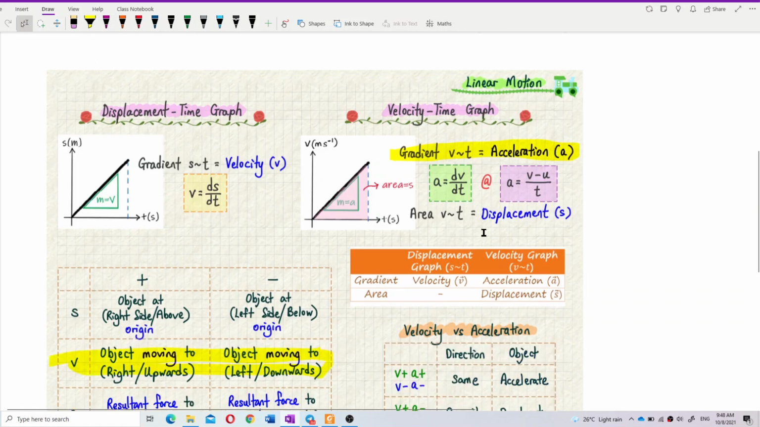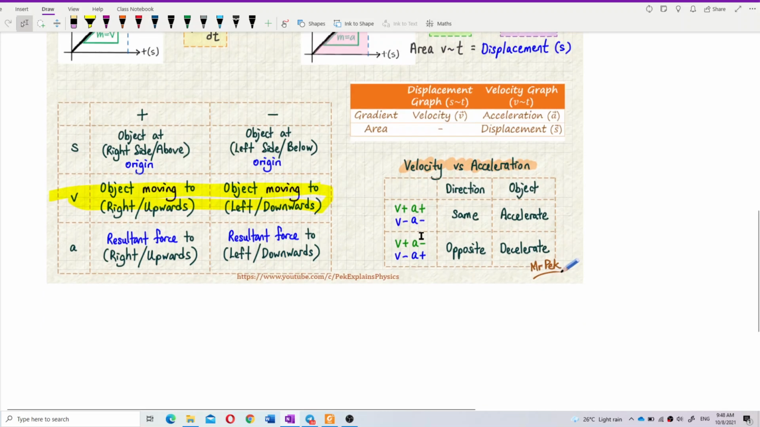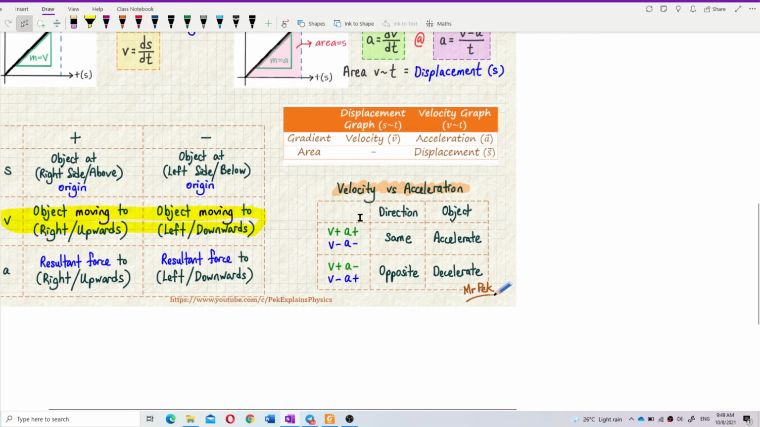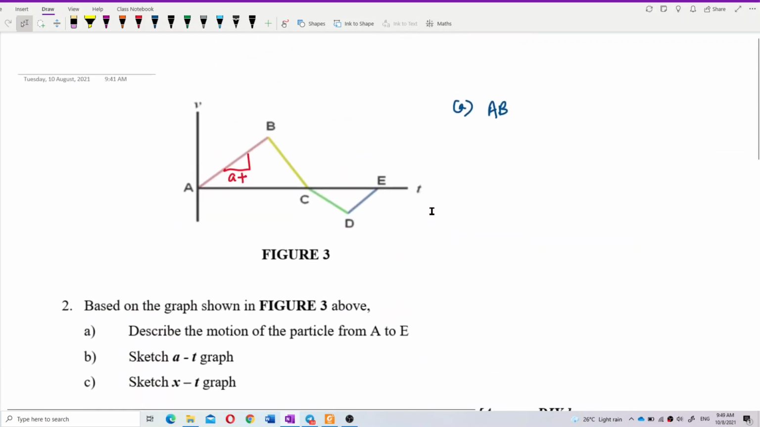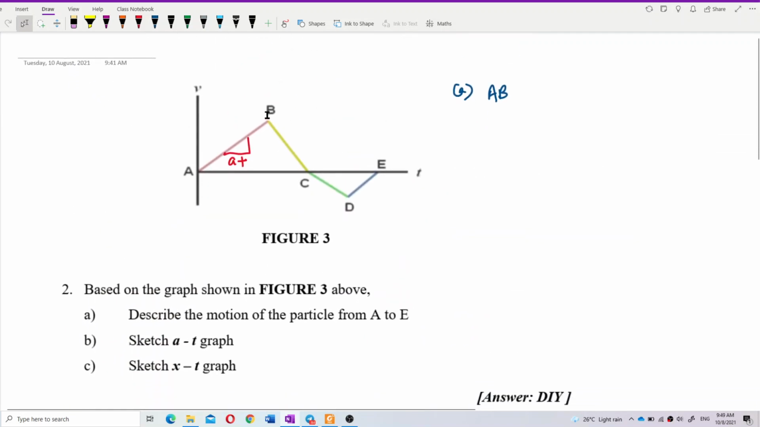One more thing you need to know is velocity versus acceleration. If the velocity and acceleration are in the same direction, the object accelerates. If velocity and acceleration are in opposite directions, the object decelerates. This one you must know. So look at this part AB.